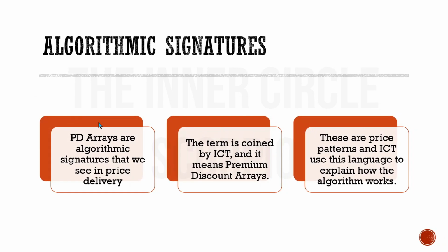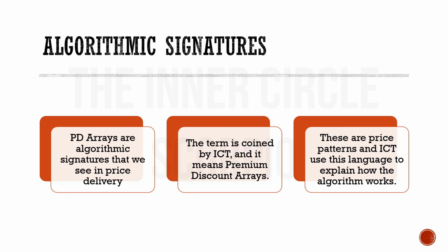Now, the thing with the algorithm is that we established in the previous lecture that when it runs, it repeats. It gives us signatures that we can find in the market. Those signatures are called PD arrays, which are premium discount arrays. We call them algorithmic signatures that we see in the price delivery. And again, PD arrays are premium discount arrays, which are also named by ICT.